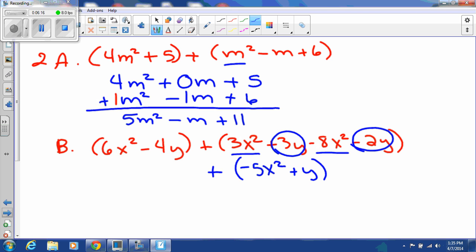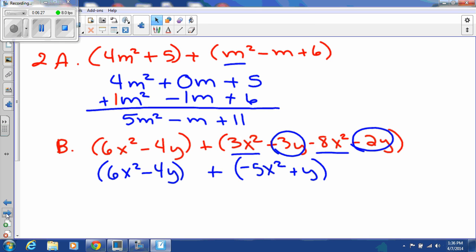Now I have simplified my second polynomial, and I will add the first polynomial to that. Each of them are binomials. They each have 2 terms. So I'll simply look for my like terms. I have a 6x squared minus a 5x squared. 6 minus 5 is 1, so that answer is 1x squared, or just x squared.